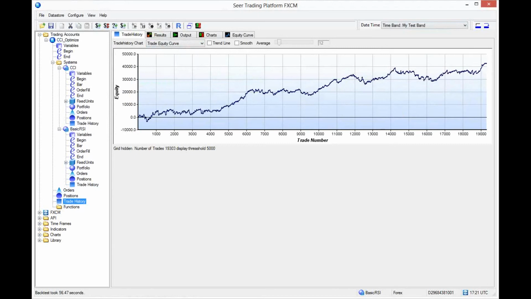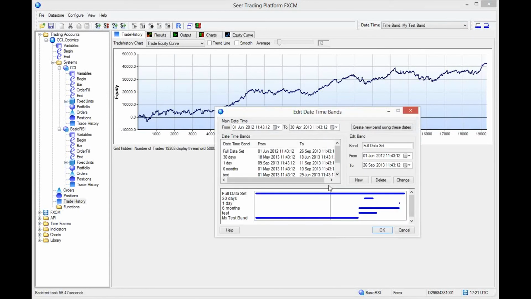Okay, so John is asking the question, can we try and forward execute? Sure. So John, here we go. What I'm going to do now is set another time band. Let's say we had April, so let's go from the 1st of May until today. We'll create a new band for this, and we'll call it forward testing band.